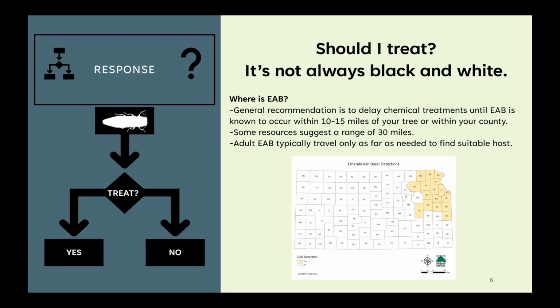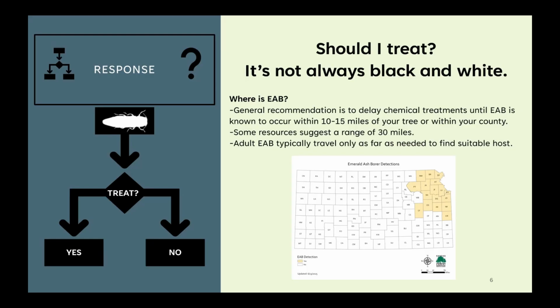When considering what's an appropriate response to EAB, it's not always black and white. There's some general guidelines that can help determine what to do and when to take action. And generally speaking, the recommendation is to delay chemical treatment of ash trees until EAB is known to occur within 10 to 15 miles of your tree or within your community or county. Some resources might suggest a range of up to 30 miles of your tree, county, or community.